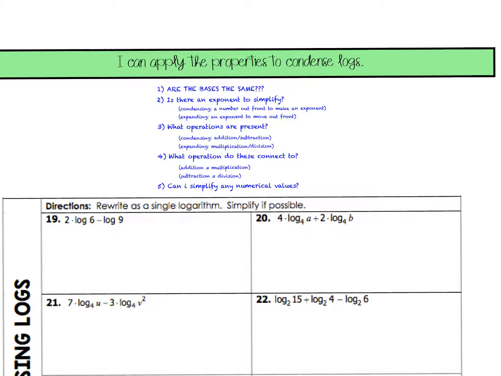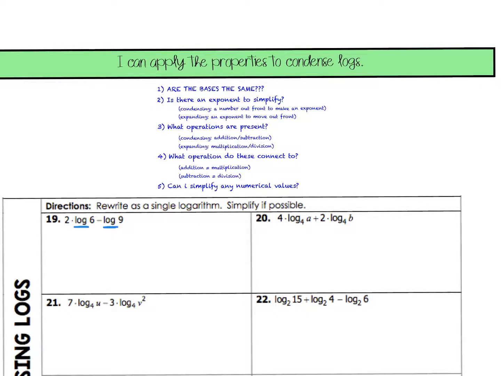All right, so in these first 8 examples, so examples 19 through 26, we're going to be condensing. So we're going to be given the expanded version, and we need to put it as a single logarithm. So let's go through those questions. So the first question, are the bases the same? So when I look at example 19, they're both that common base. So because they're that common base, I can apply these properties.